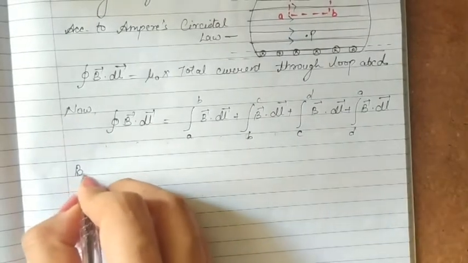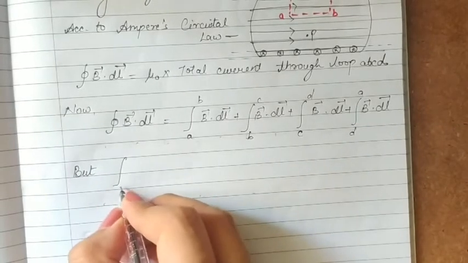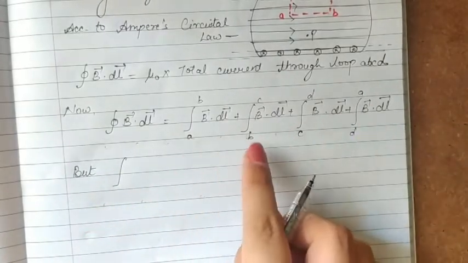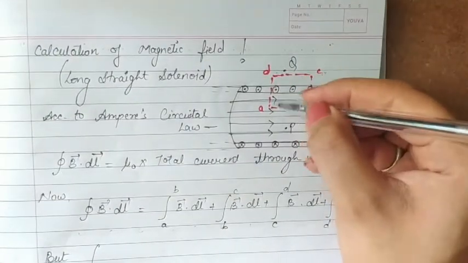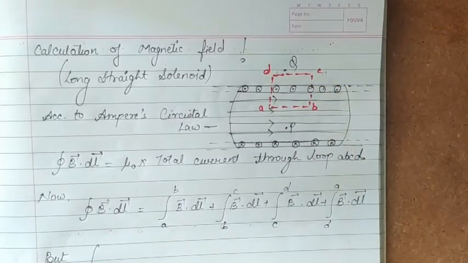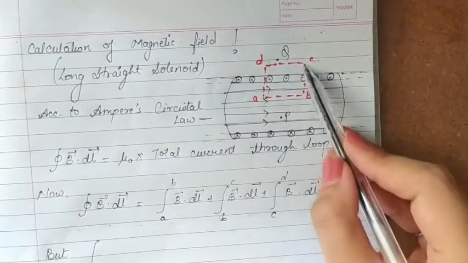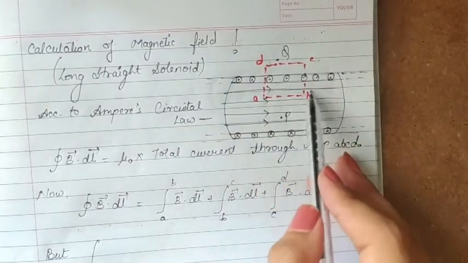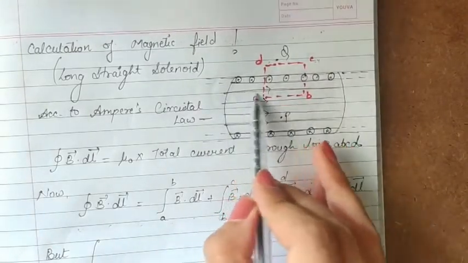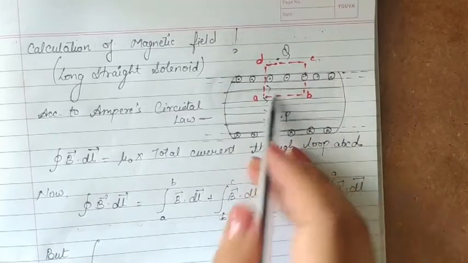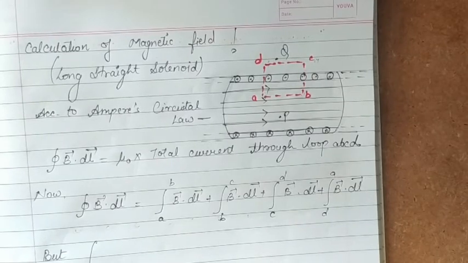But for the integrals B to C and A to D, the angle between the B vector and the dl vector is 90 degrees. Like B to C, this is the direction of the length and this is the magnetic field, so this angle is 90 degrees. For A to D, again this is the length and this is the direction of the magnetic field, again 90 degrees. And when we find B dot dl, we have to put cos 90 there, and cos 90 is equal to 0.